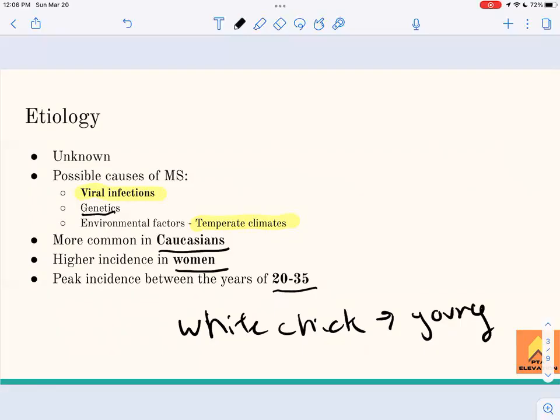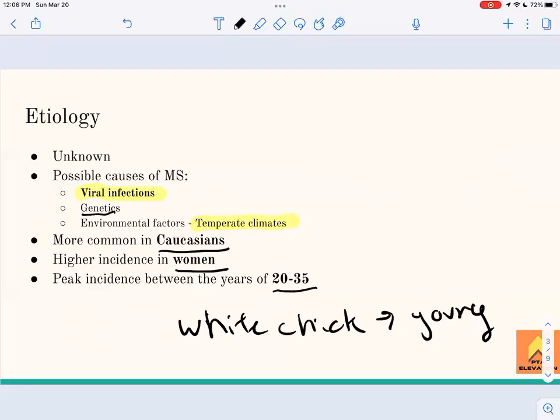That's the kind of thing the boards is going to ask you: which one of these individuals would be most likely to present with MS? It'd be age range or ethnicity, race, whatever, and they're going to put that in there. They'll do that for stuff like carpal tunnel and adhesive capsulitis. So just be aware of what kind of individual will be most likely to present with this. It's a young white woman. I hope that helps you with remembering that.